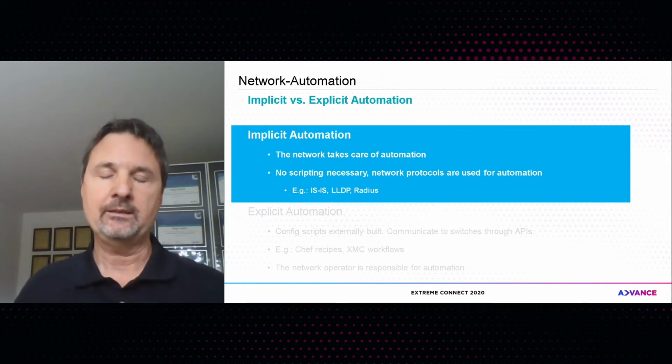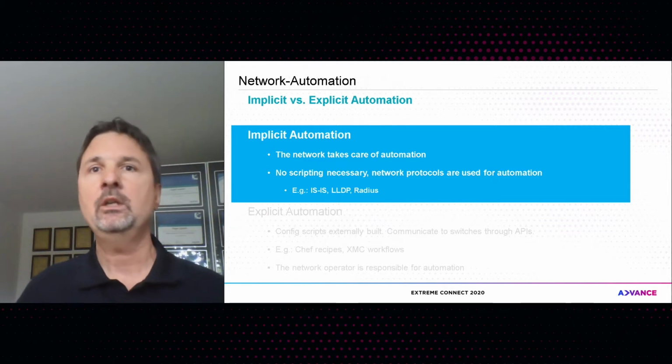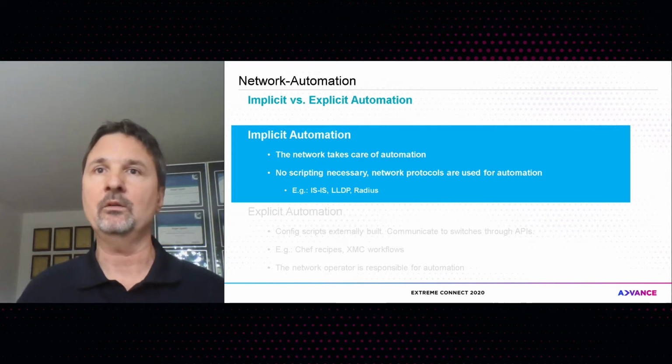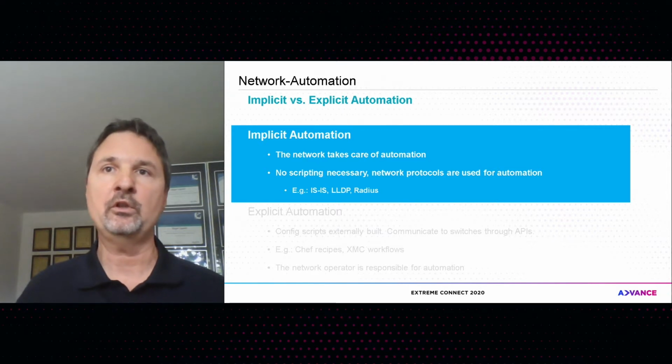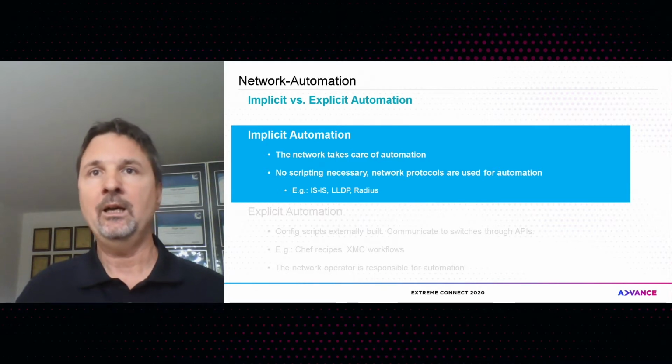But before we do that, let's look at two different ways to automate: the implicit way of automation and the explicit way of automation. The implicit way of automation means we take care of the automation. We, as your network vendor, provide network protocols for the automation, and we can test them, we can run them, and then the network behaves the way you want.